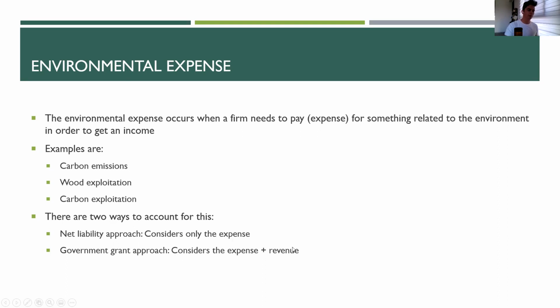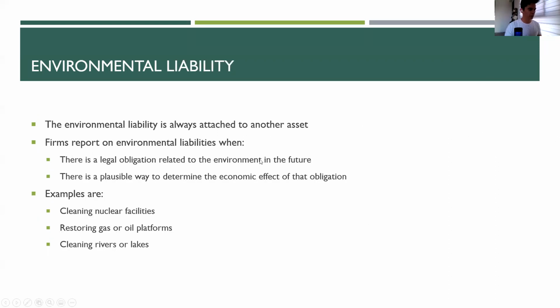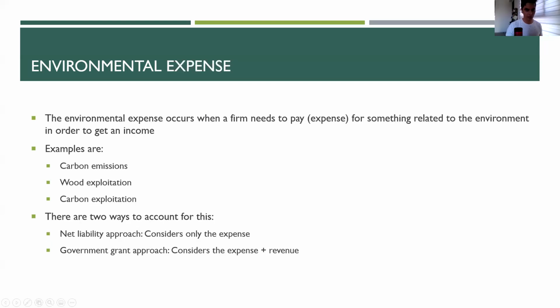It considers both the expense and the revenue. So in your financial statements, you also have to include the revenue, the income, for example the income from wood exploitation plus the expense, or the income from carbon emissions plus the expense. I think it will get clearer when we practice it. It's actually pretty easy. We're going to start with this one because I think it's more complicated, and this one is pretty easy. So let's do now the video example.